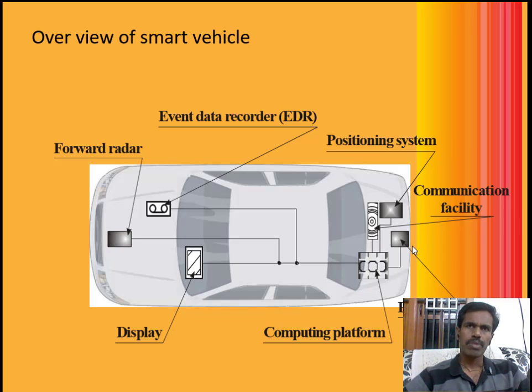So the typical car in future consists of a lot of parts. Forward radar, and at the rear backside we have a radar. Radar is a device which communicates the information from the vehicle to the outside world. And we have a display, and we have an event data recorder, like a black box, and a positioning system with which we can easily identify the location of the vehicle and where it is going and other things.